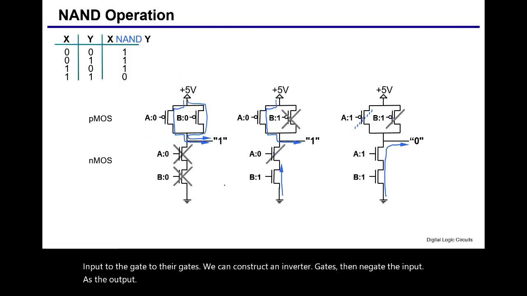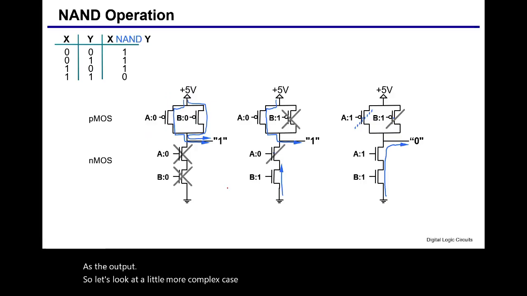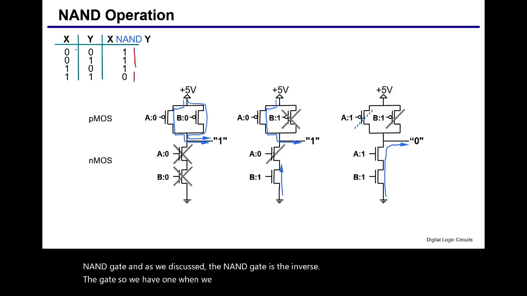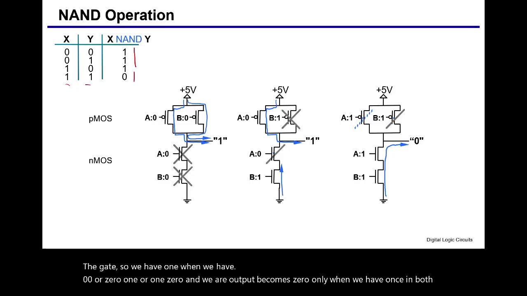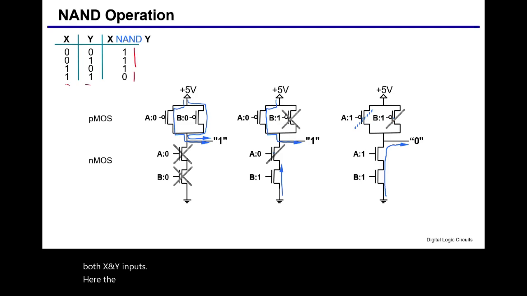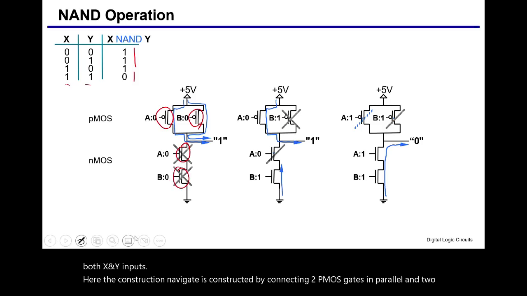So let's look at a little more complex case. In this case, we are showing the example of a NAND gate. And as we discussed, the NAND gate is the inverted AND gate. So we have 1 when we have 0, 0, or 0, 1, or 1, 0, and our output becomes 0 only when we have 1s in both X and Y inputs. Here, the NAND gate is constructed by connecting two PMOS devices in parallel and two NMOS devices in series.